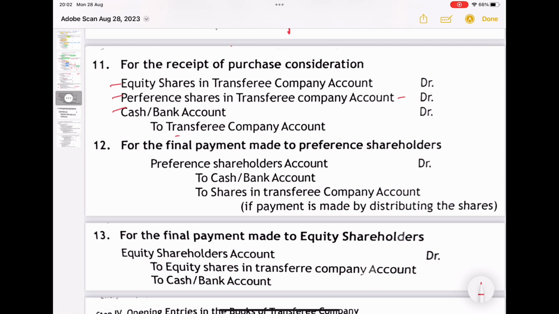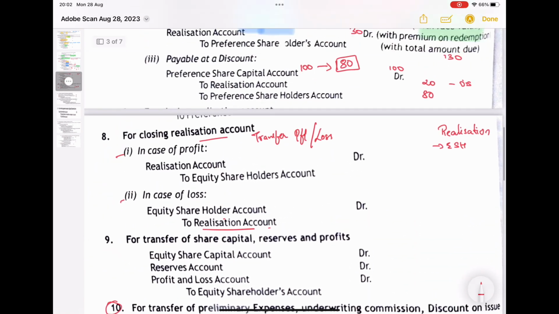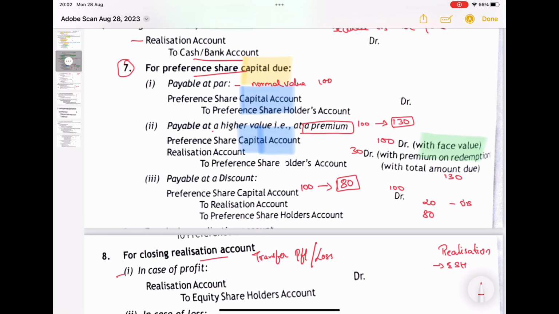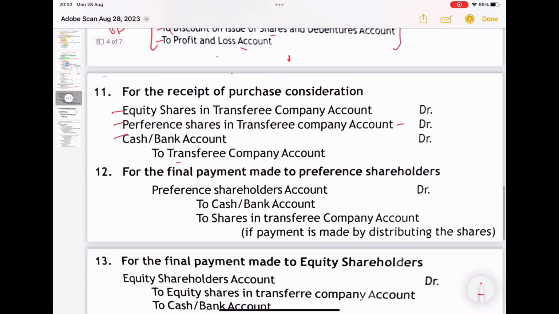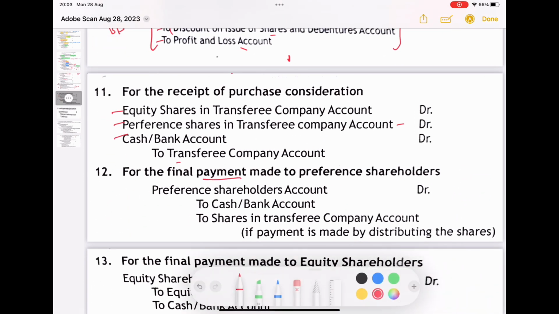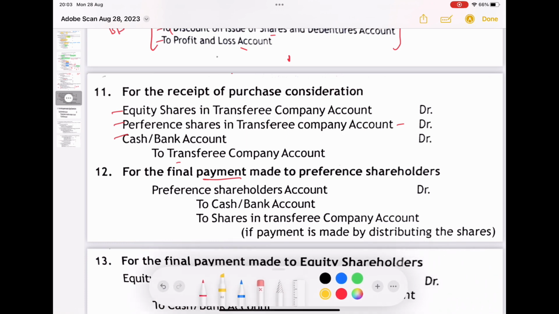So finally, for final payment made to the preference shareholders. In the previous entries we have made the due entries. Now I am paying them the cash or the shares. So preference shareholders account debtor. In these entries I am going to calculate how much amount has to be paid to preference shareholders. So this is the capital due entry here. Here what I am going to do is make the payment to the equity shareholders. How am I going to pay them?